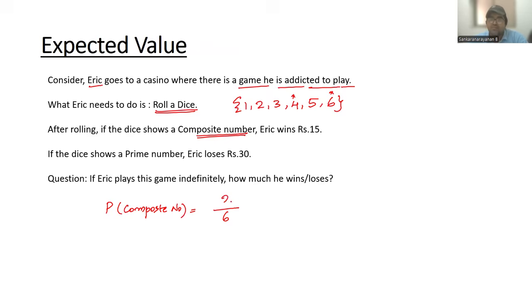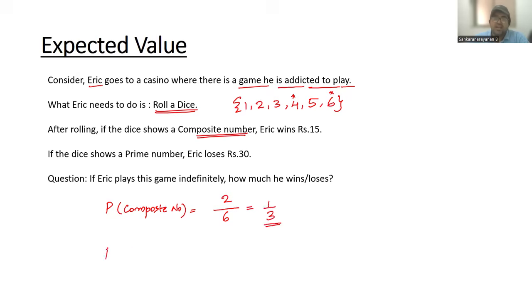So favorable outcomes 2 out of total number of outcomes 6. Please be aware that that number is neither prime nor composite. So the probability that he ends up seeing a composite number is equal to 2 by 6. I will say that is equal to 1 by 3.